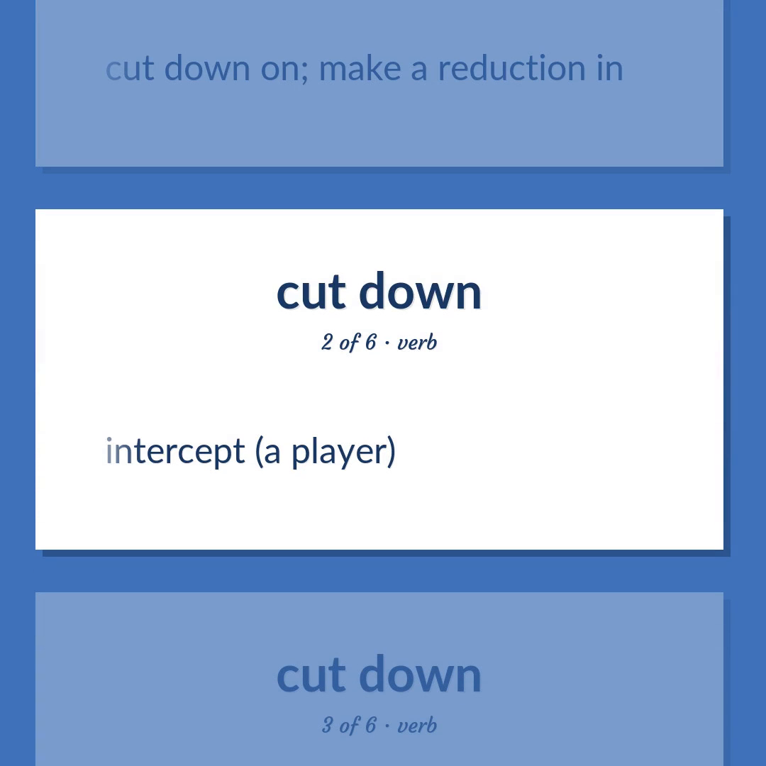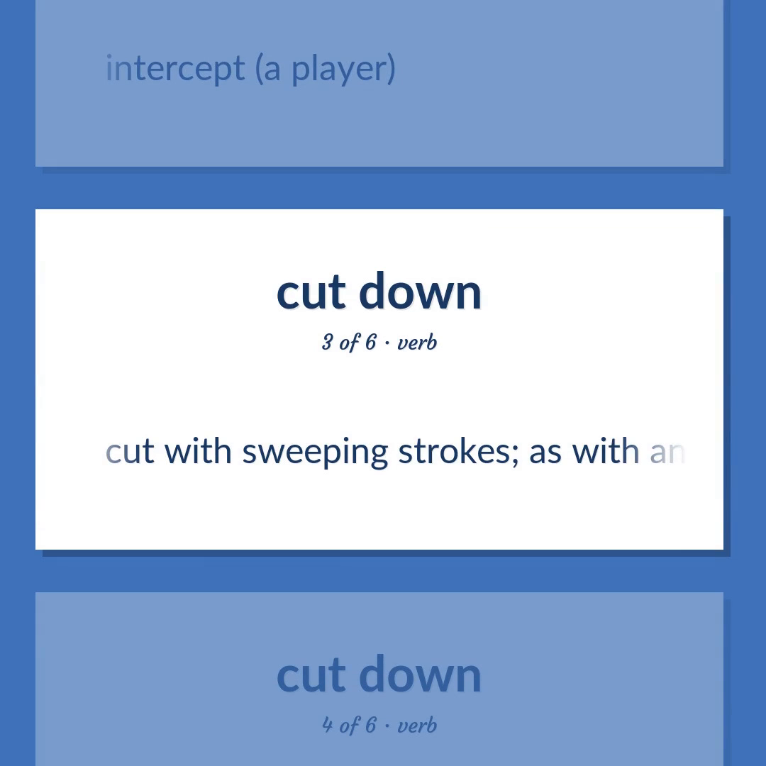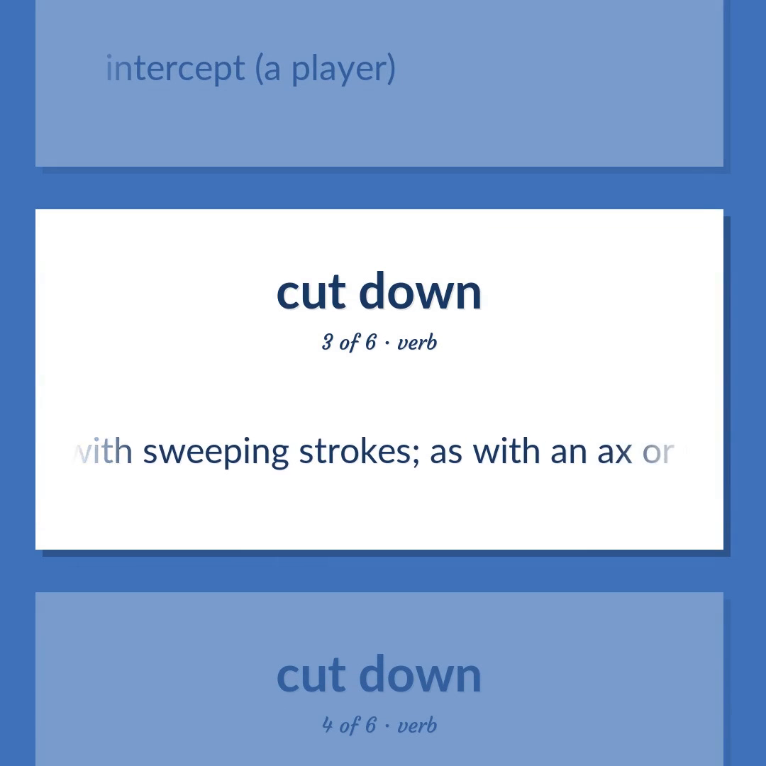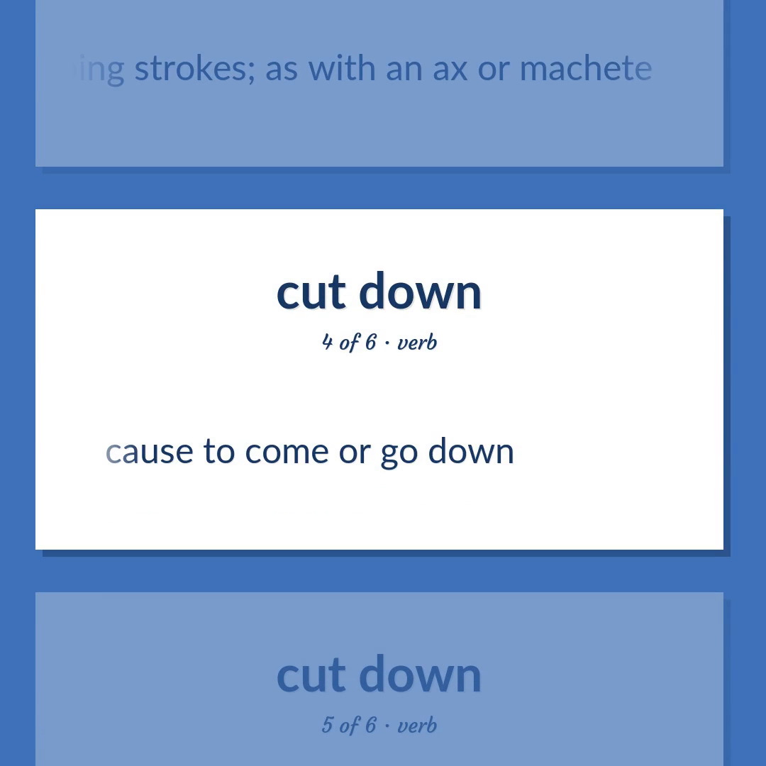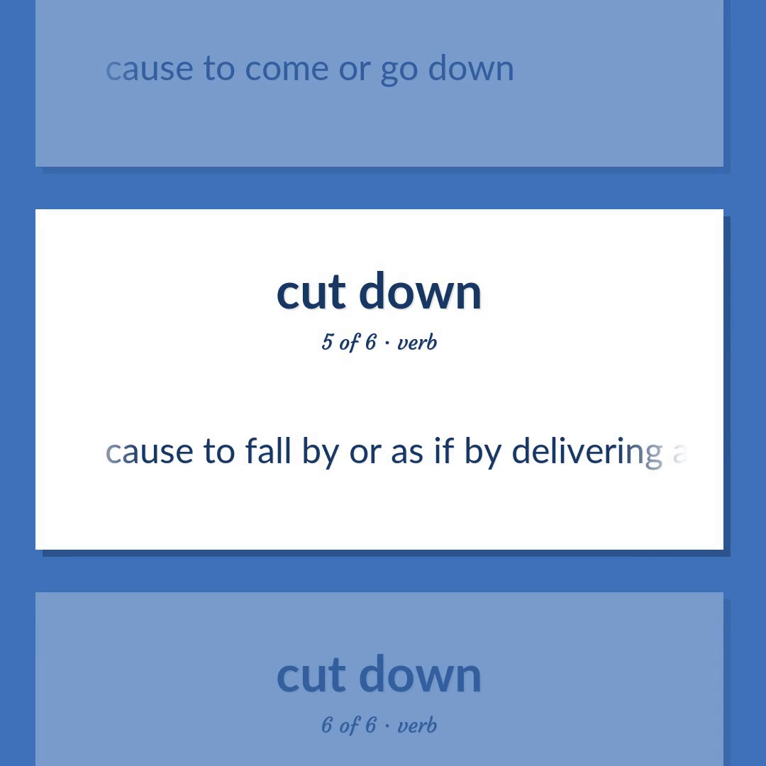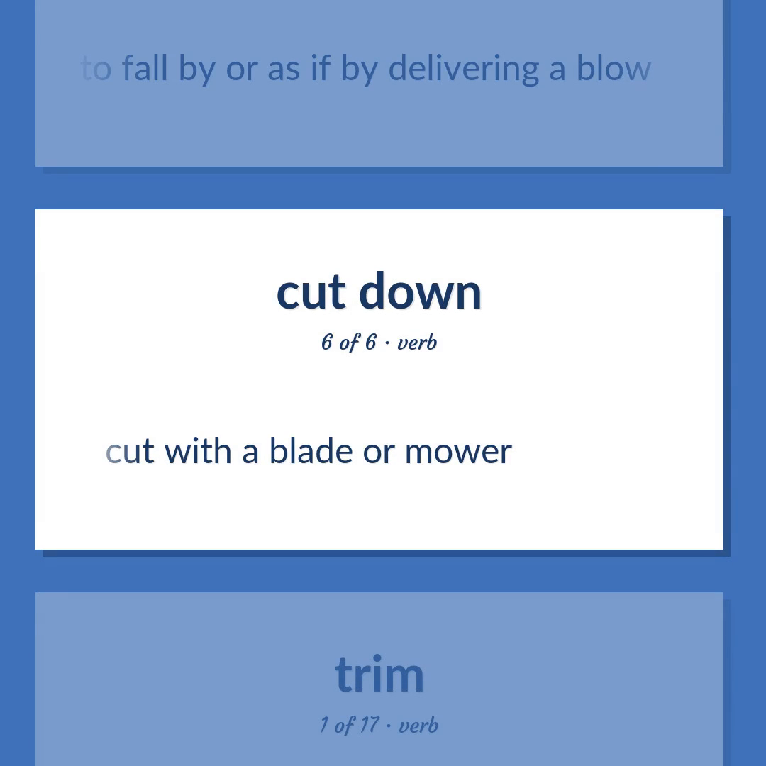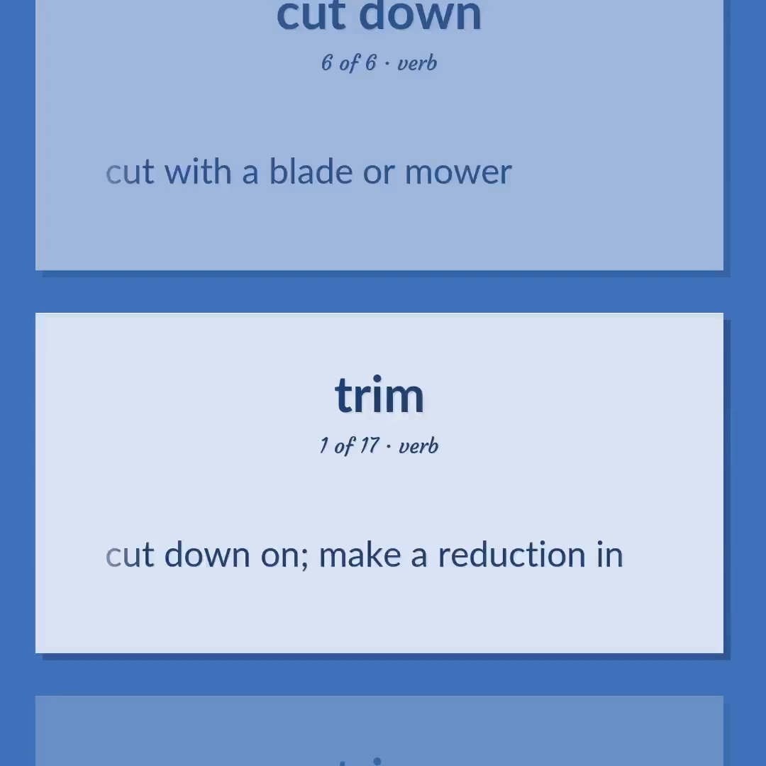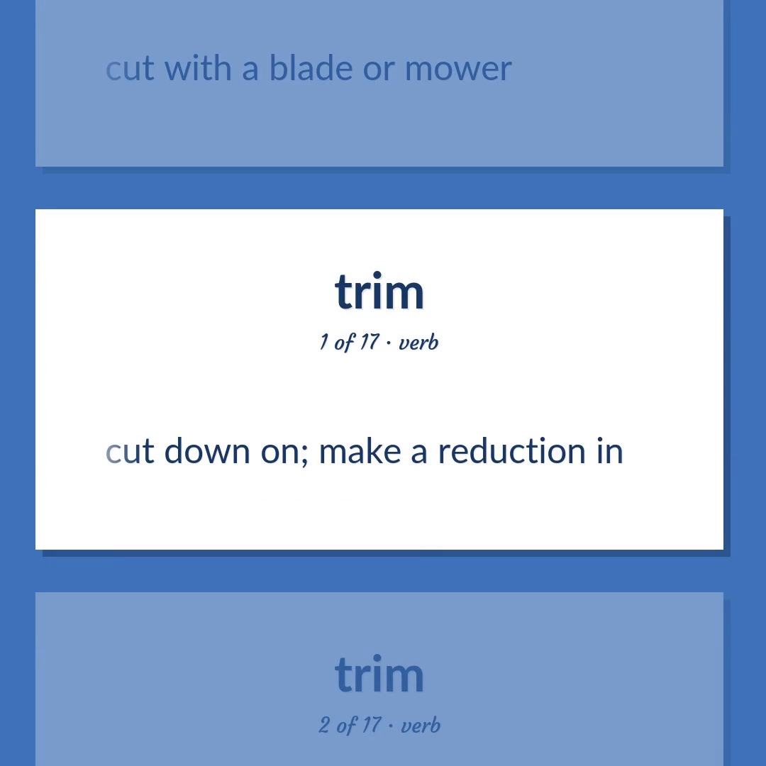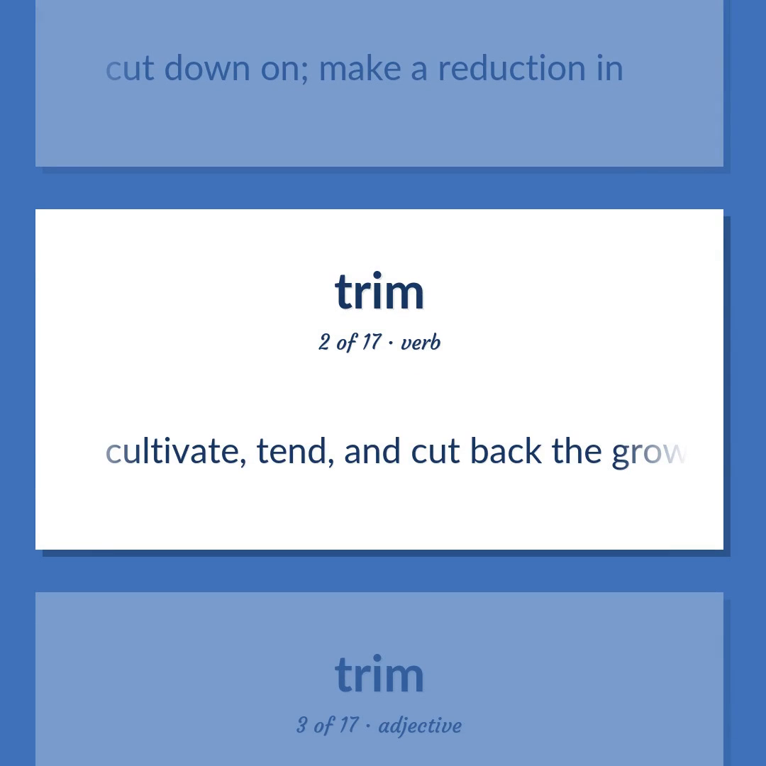Intercept, a player. Cut with sweeping strokes, as with an axe or machete. Cause to come or go down. Cause to fall by or as if by delivering a blow. Cut with a blade or mower. Cut down on. Make a reduction in. Cultivate, tend, and cut back the growth of.